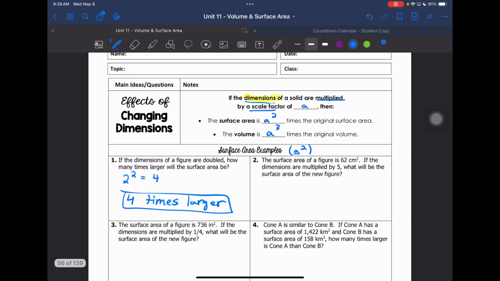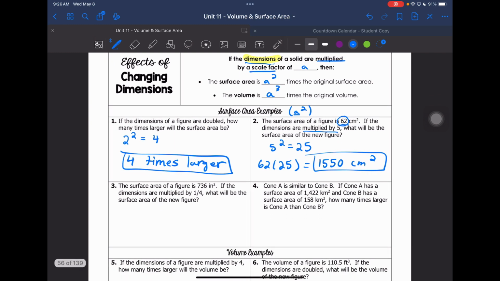Number 2 says the surface area of a figure is 62 centimeters squared. If the dimensions are multiplied by 5, what would be the surface area of the new figure? So we know that the surface area originally is 62. Each of the dimensions are multiplied by 5, so we have to take 5 squared to know how many times larger the surface area will be. 5 squared is 25. So the new surface area is going to be 62 times 25, which is 1550 centimeters squared.